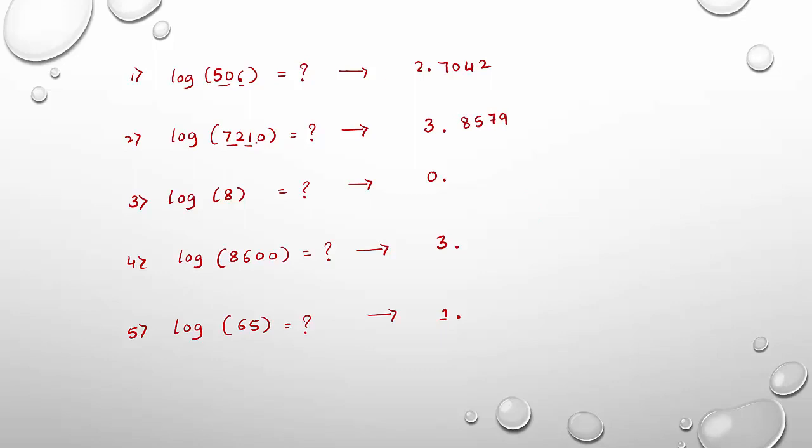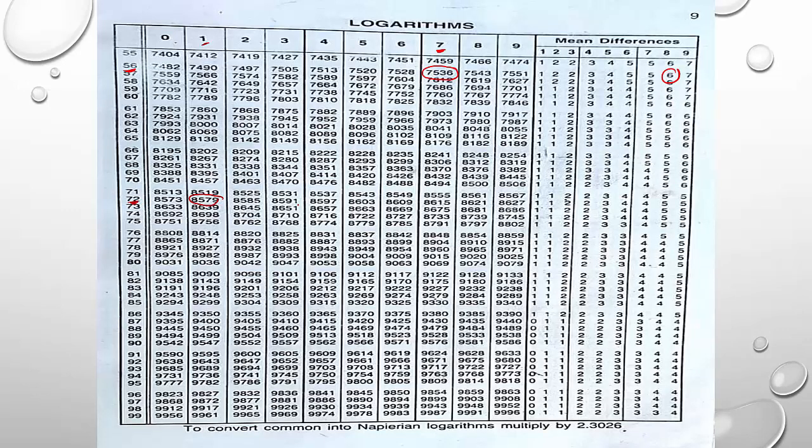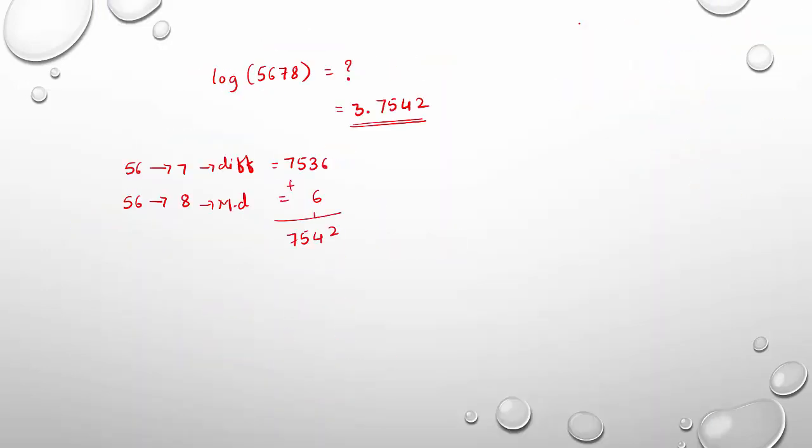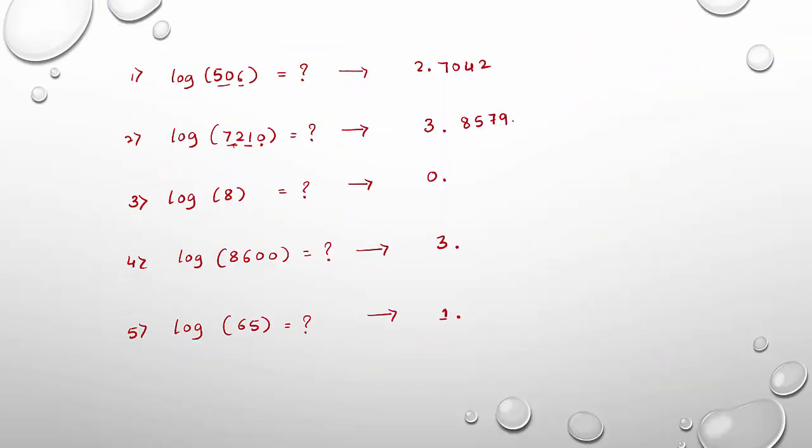Then there is a fourth digit, 0. We can observe at 0 in the mean difference. 72 at 0. 72 is here at 0 in the mean difference column. So in the mean difference there is no digit like 0. Then leave it. So what is the final answer? We can write 8579 because the fourth digit is 0. There is no 0 in the mean difference. Leave it. So the final answer is 3.8579.